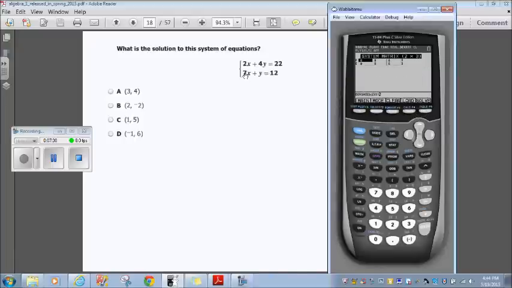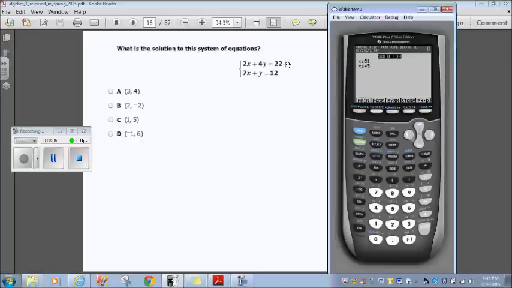Okay, so this says 2x plus 4y equals 22. So I'm going to hit 2 for my x, 4 for my y, 22 there. This says 7x, so 7 for my x, 1y, 12. Okay? So I enter both equations in, then over here it says solve. Hit solve. X is 1, y is 5. 1 and 5. Boom, that's it.